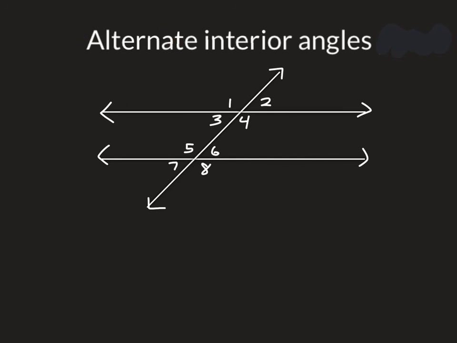For example, angle 3 and angle 6 are on alternate sides of the transversal, opposite sides of the transversal, and they're interior. So the alternate interior angles theorem says that angle 3 is congruent to angle 6. Similarly, angle 4 and angle 5 are both on alternate sides of the transversal, and interior, they are inside the two lines. So angle 4 is congruent to angle 5.